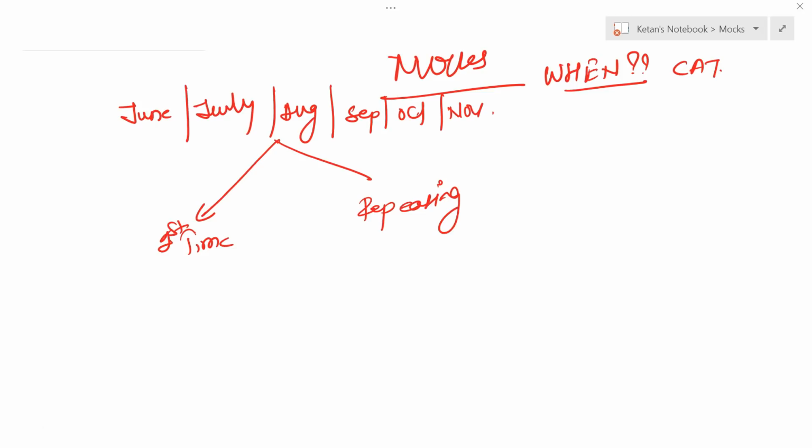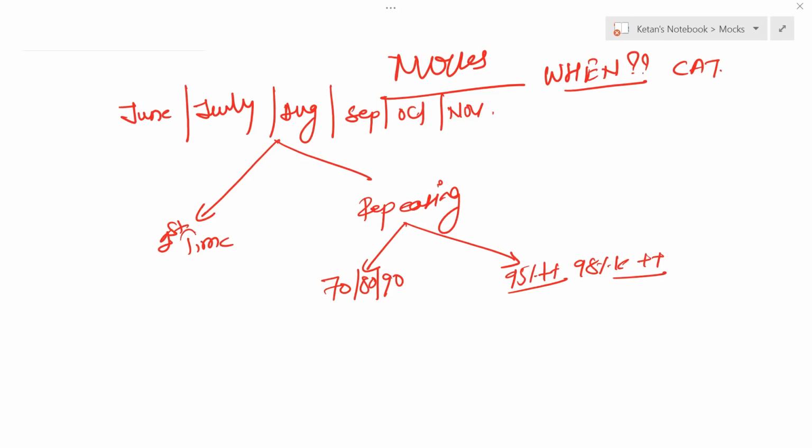And if you're repeating CAT, then you must have scored something last year, which is like 70 percentile or 80 percentile, or say till 90 percentile. So this is one category. The other category is going to be 95 percentile plus, or say 98 percentile plus. This is what you need to understand, to be very honest.